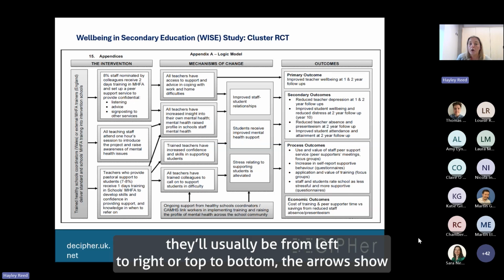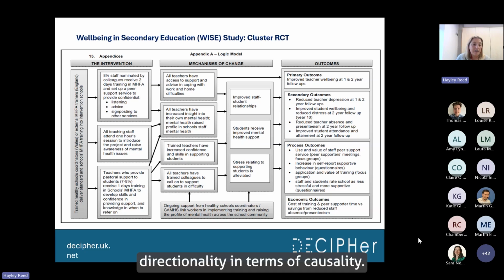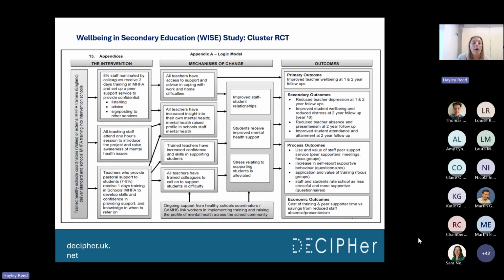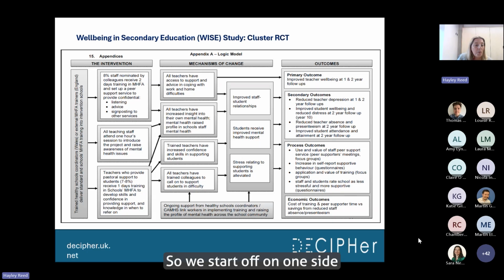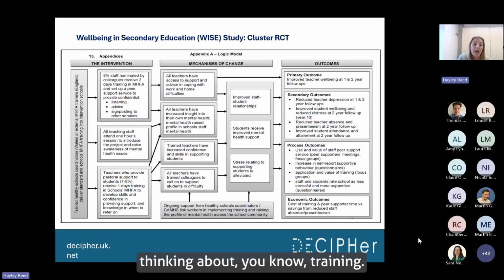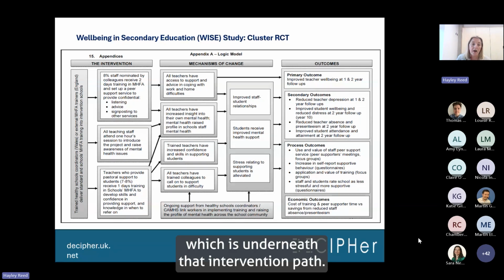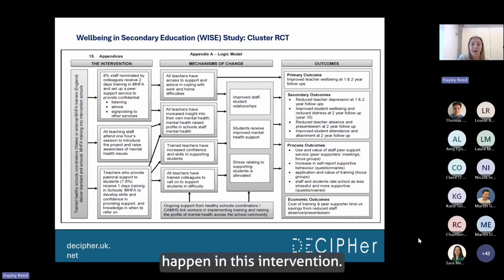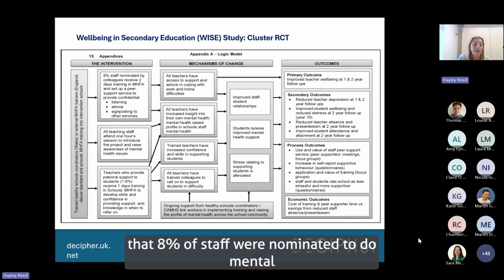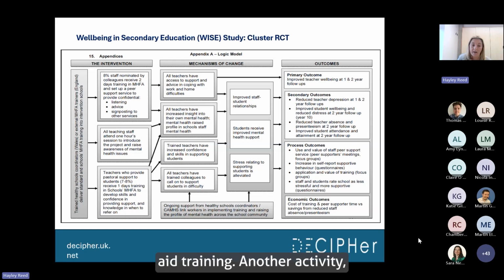The arrows show directionality in terms of causality, and we have different parts to them. So we start off on the one side thinking about training, and that's a really important input, which is underneath that intervention part. But the second set is more around activities which will happen in this intervention. So it says there that 8% of staff were nominated to do mental health first aid training.